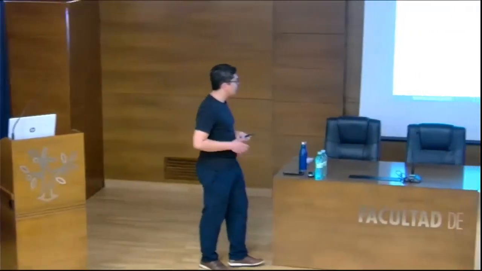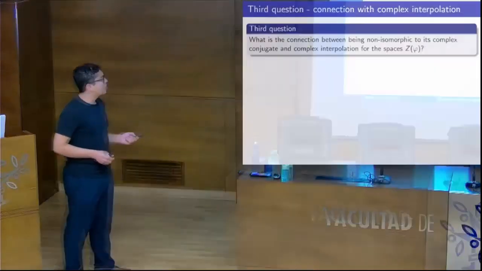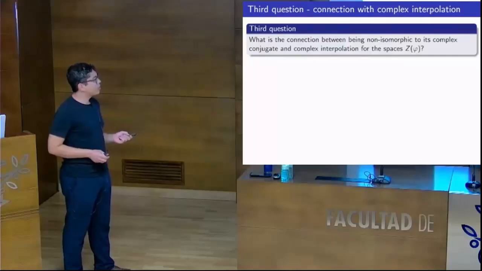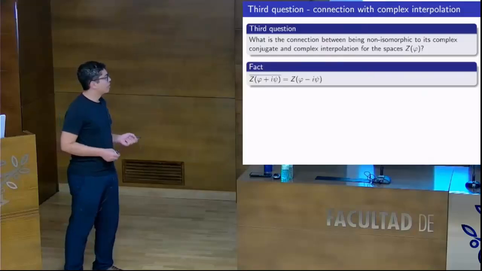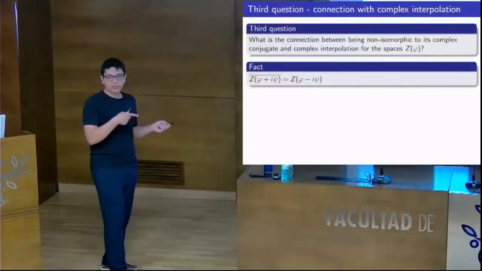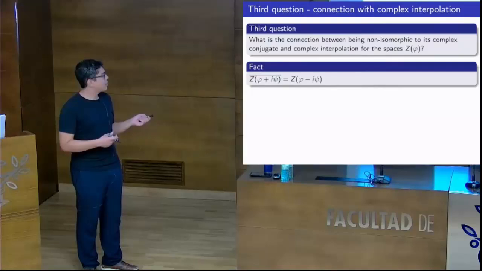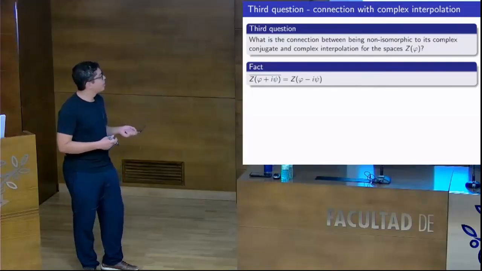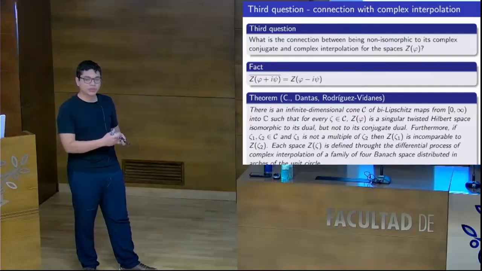What's the connection with complex interpolation? Okay. So what's the connection between being non-isomorphic to its complex conjugate and complex interpolation for the spaces z phi? So a fact: if you do the calculation I did at the beginning for the maps phi of alpha and replace them, take phi and psi to be real ones, take phi plus i psi. The conjugate space is z of phi minus i psi. Okay. And from that you get a cone of examples of spaces which are isomorphic to their dual, but not to their conjugate dual. Okay.